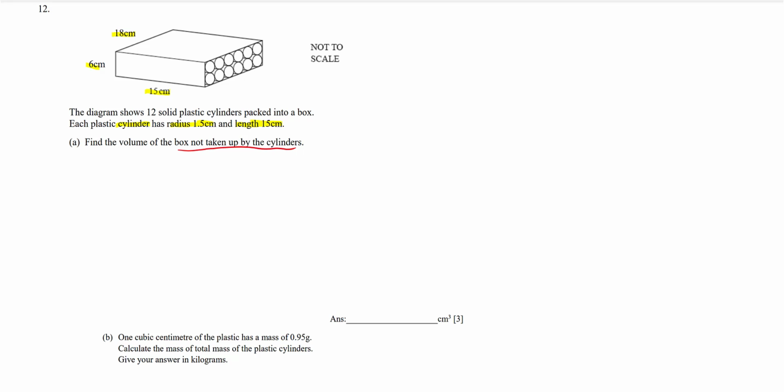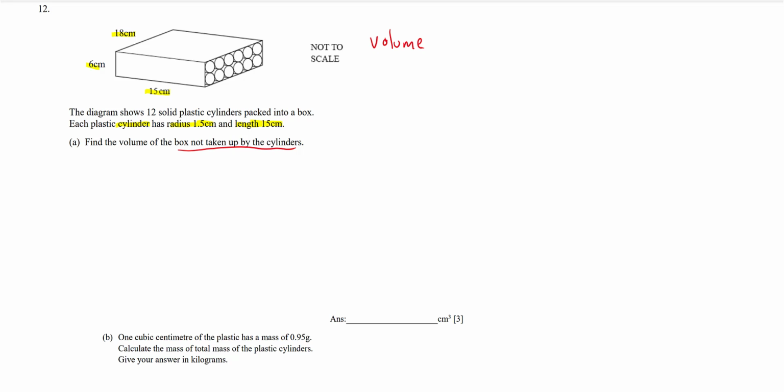So what we need to do then is work out the volume of the box, then work out the volume of all 12 cylinders, and then we subtract the volume of all the cylinders from the volume of the box, and that'll give us the space that is left over. Okay, so first step, let's work out the volume of the box first.